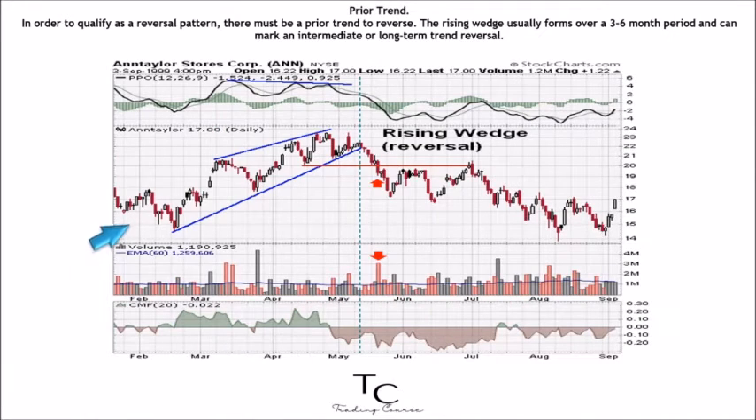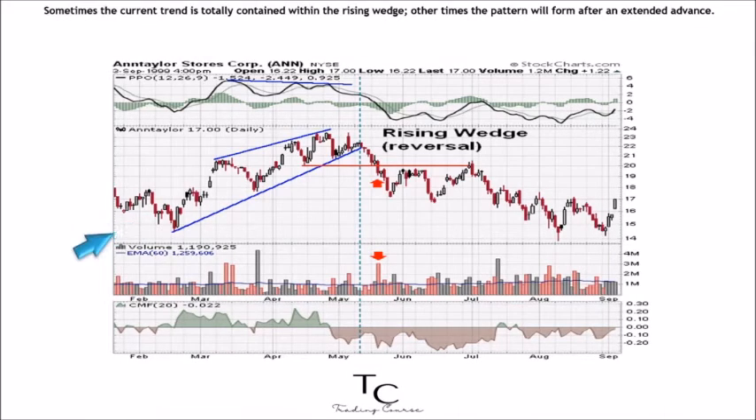Prior trend. In order to qualify as a reversal pattern, there must be a prior trend to reverse. The rising wedge usually forms over a 3 to 6 month period and can mark an intermediate or long-term trend reversal.